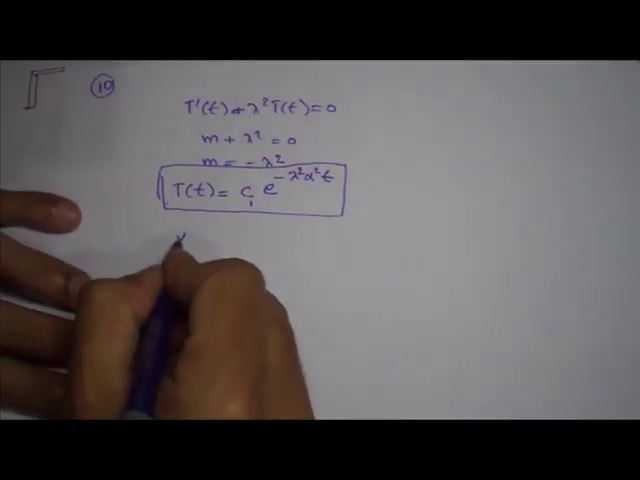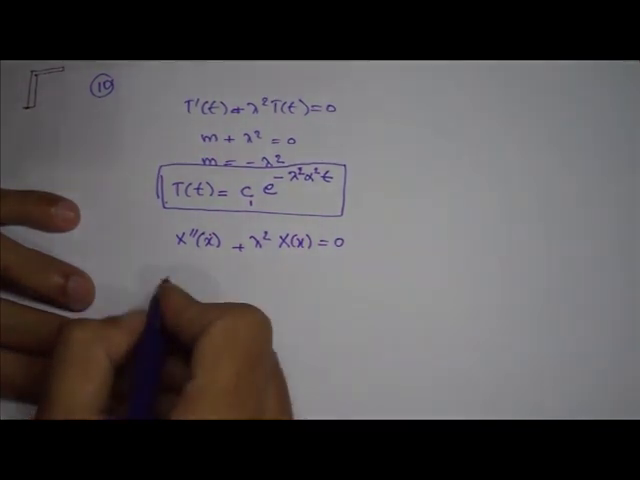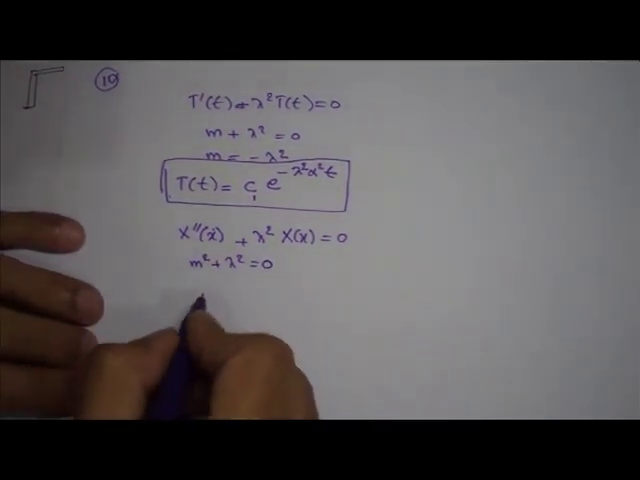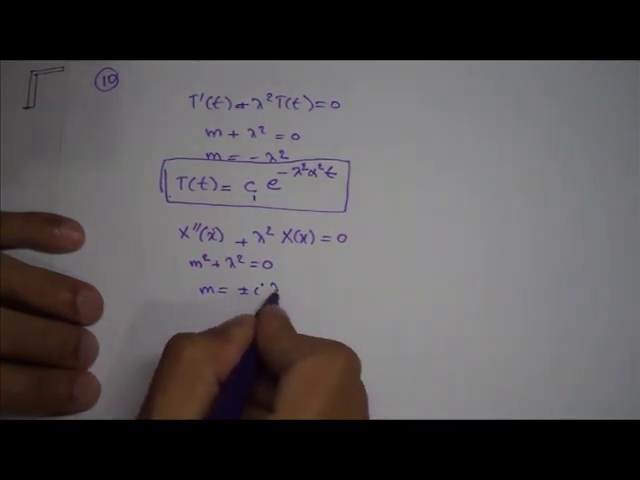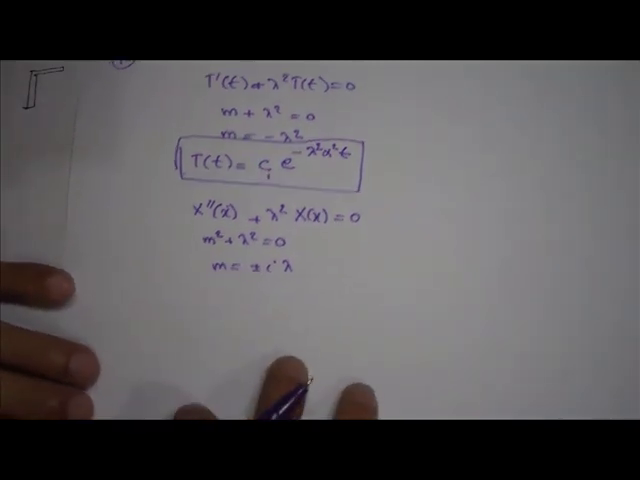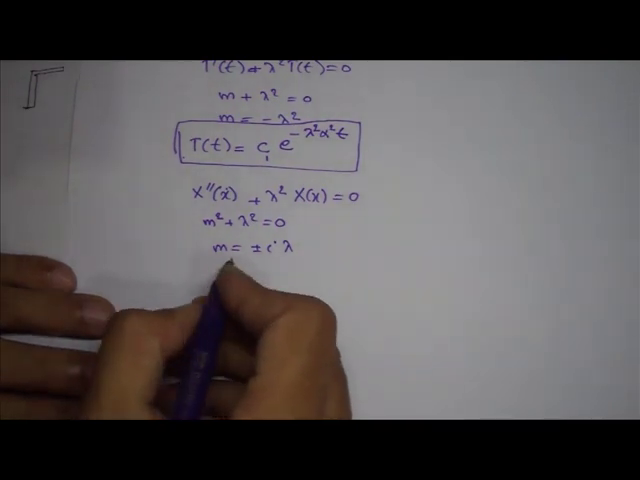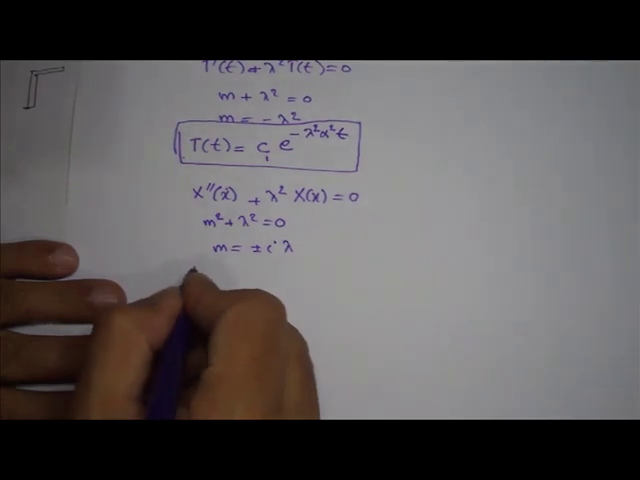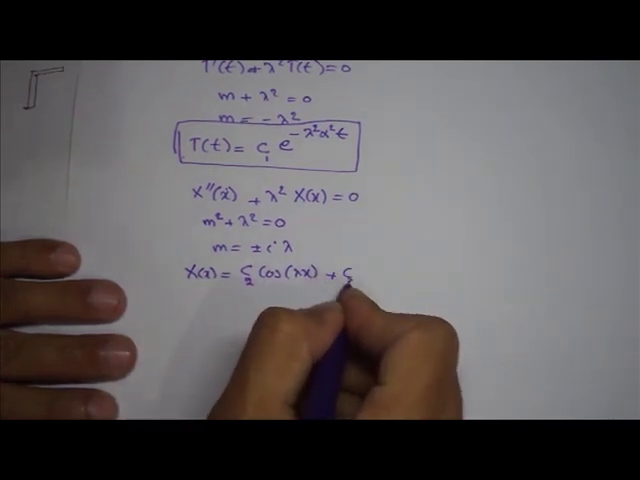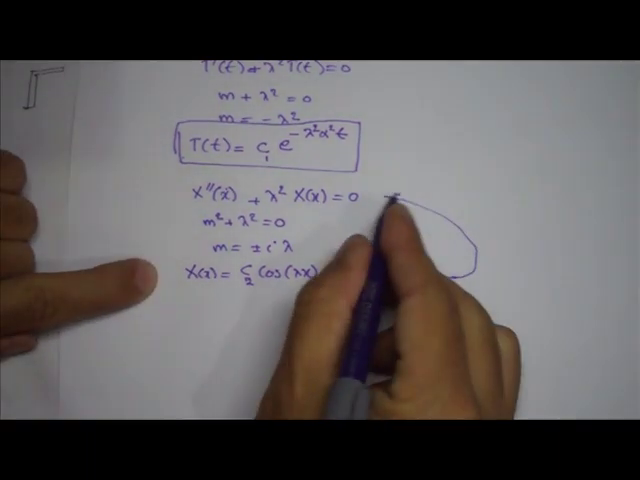The second order equation is X double dash of x plus lambda square X of x is equal to 0. The auxiliary equation related to this problem is m square plus lambda square is equal to 0, which gives us m is equal to plus minus iota lambda. So the real part of the root of the auxiliary equation is 0 and the imaginary part is plus minus iota lambda. Then we can write the solution X of x is equal to c2 cos lambda x plus c3 sin lambda x. This is the solution to this problem.